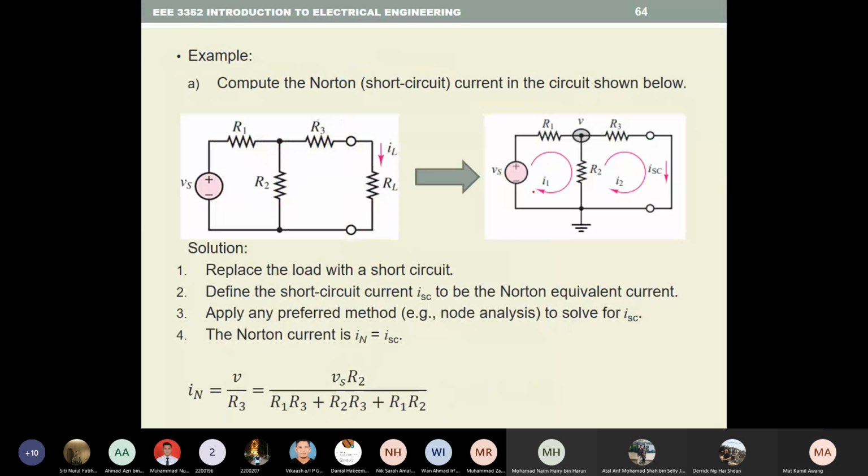Same circuit just now. Now you want to find the Norton current. What you do is that first, you take out the RL and replace it with a short circuit like this. So define the short circuit current ISC to be the Norton equivalent current. Apply any preferred method to solve for ISC. Then the Norton current is IN equal to ISC, so you get this. You use mesh analysis or nodal analysis or any method suitable for you.